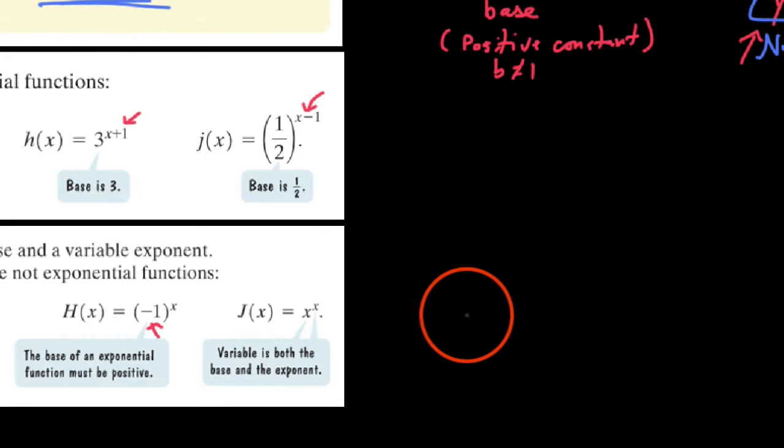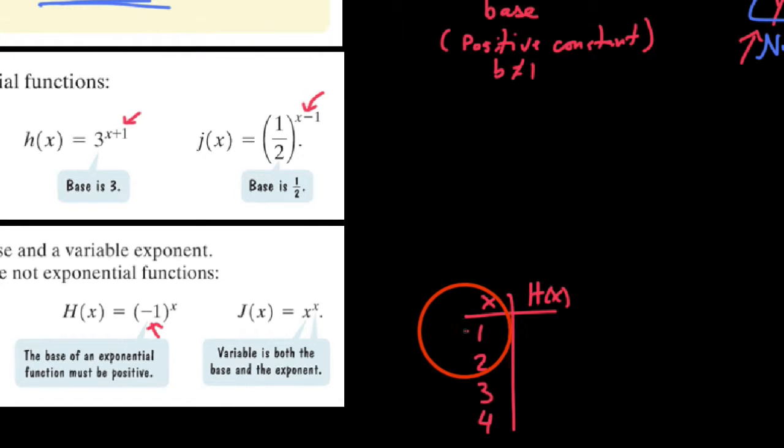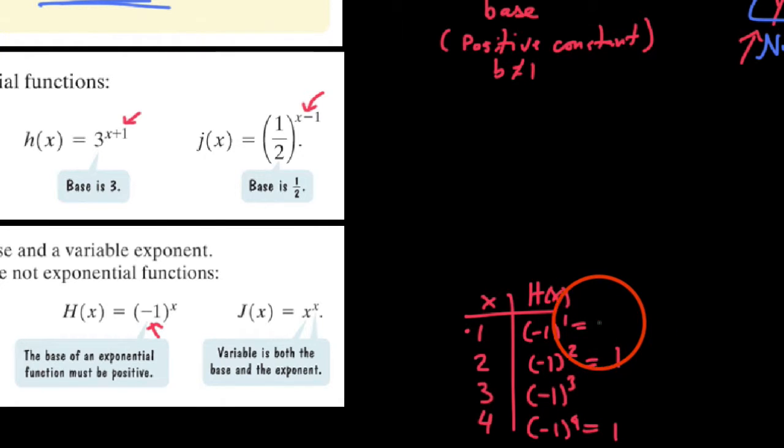And the reason why is because if you were to look at a table of values, we say here's h of x, and we say 1, 2, 3, 4 here, and we plug these in, we'd have negative 1 to the 1, negative 1 to the 2, negative 1 to the 3, negative 1 to the 4. And you can see that every time this is an even thing, this comes out to be a positive 1. Every time this is an odd thing, it comes out to be a negative 1. So we wouldn't get something that behaves like an exponential function.